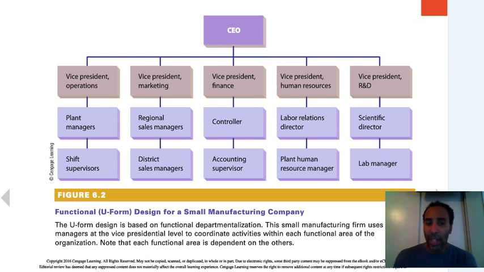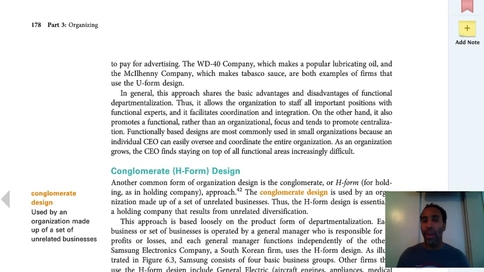So the U design is based on functional departmentalization. The small manufacturing firms use managers at the vice president level to coordinate activities within each functional area of each organization. Note that each functional area is dependent on the others, right? So you're dependent on the people that you work with. You want to make sure that you get the right thing done.